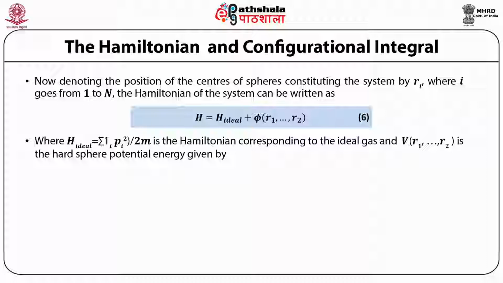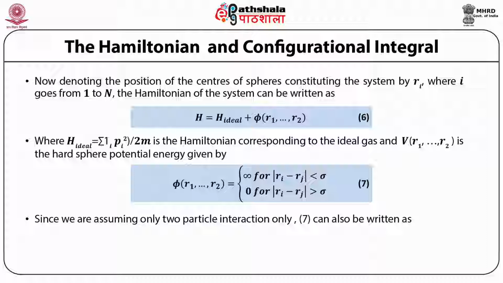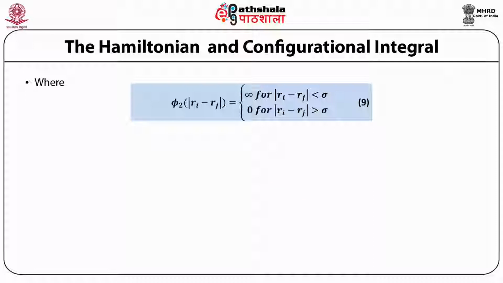hard sphere potential energy, given by phi(r1, ..., rN) equal to infinity for modulus of Ri minus Rj less than sigma, and 0 for modulus of Ri minus Rj greater than sigma. Since we are assuming only two particle interactions, this can also be written as summation over i greater than j, summation over j, of phi 2 as a function of modulus of Ri minus Rj, where phi 2 as a function of Ri minus Rj is equal to infinity for modulus of Ri minus Rj less than sigma, and is equal to 0 for modulus of Ri minus Rj greater than sigma.